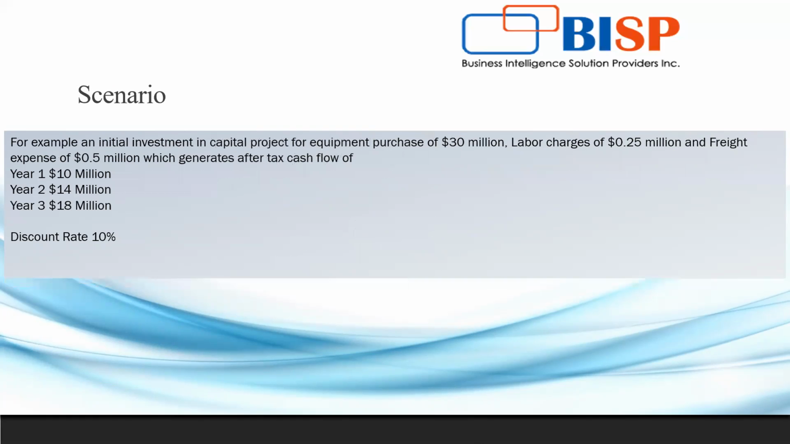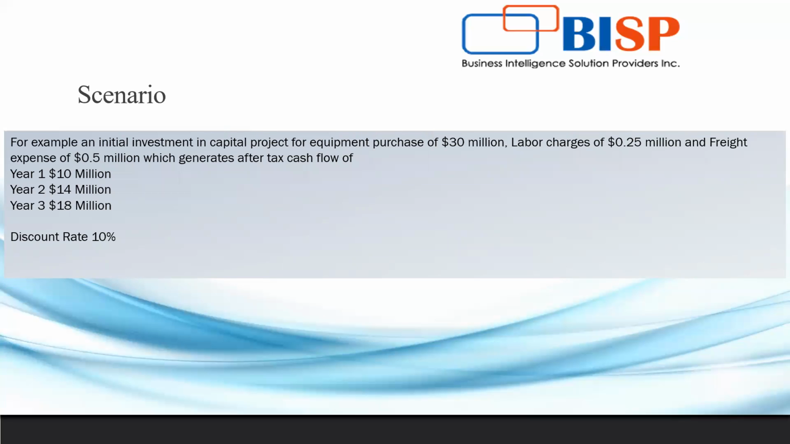Now, I have a scenario, a simple scenario considering the capital planning required for an organization. The scenario says for an initial investment in a capital project for an equipment purchase of 30 million, we have a labor charge of 0.25 million and a freight expense of 0.5 million, which generates after tax cash flow of 10 million, 14 million, and 18 million in respective years. Now, the discount rate provided is 10%.